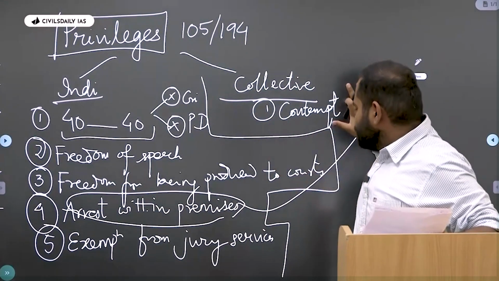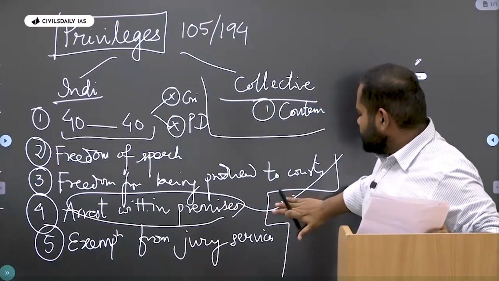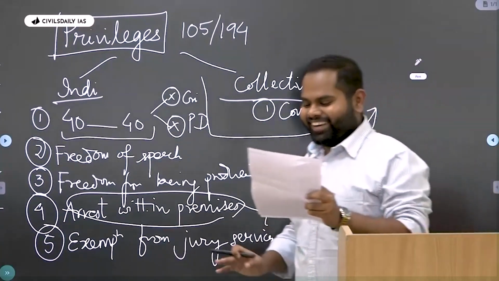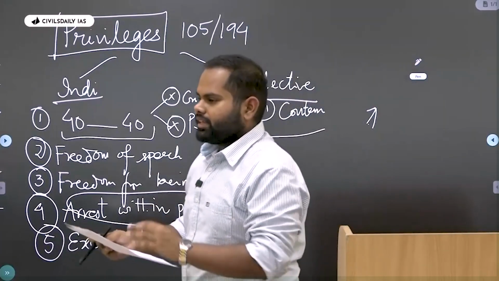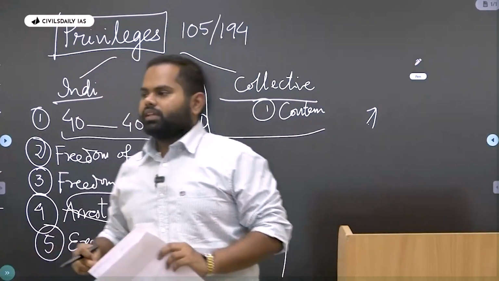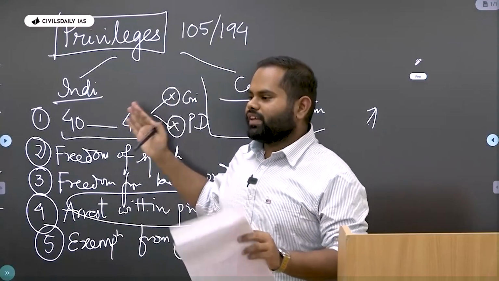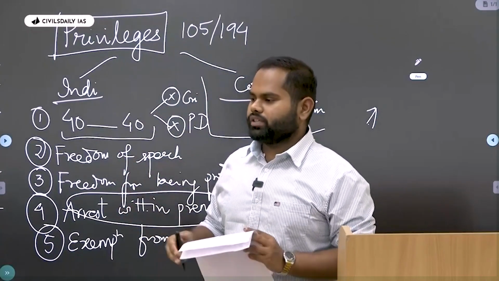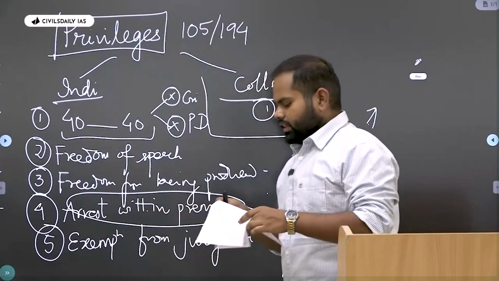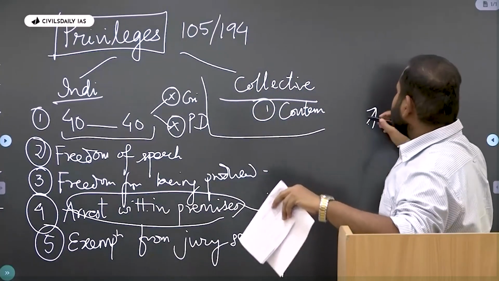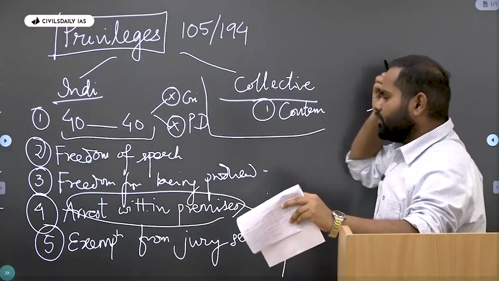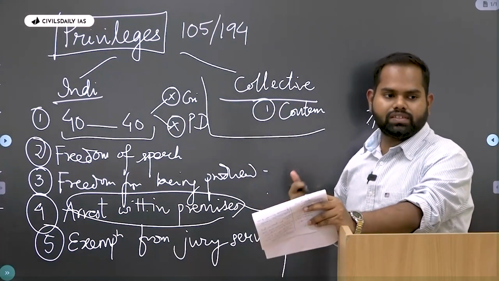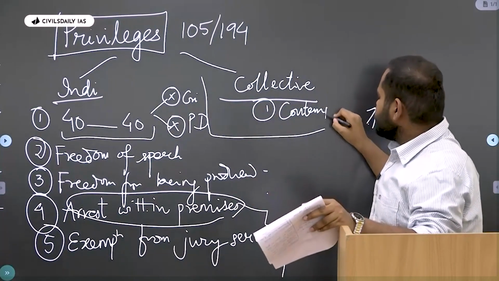No, this would be individual because arrest is an individual thing, not a group. The point is not whether it's individual or not, the arrest one will be an individual perspective. The punitive one is collective: when you have contempt against them, they can treat it as a breach of privilege.